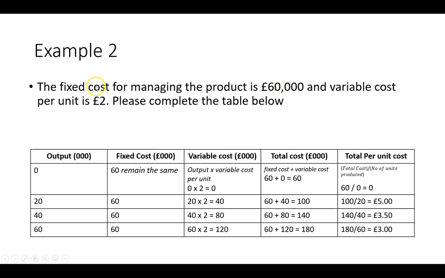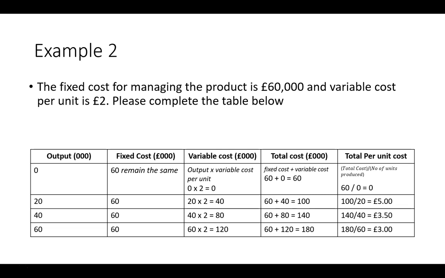Now, we know fixed cost always stays the same. So the fixed cost is 60,000. So as you can see, 60, 60, 60, 60. So it remains the same. Now, how do you work out variable cost? Variable cost we know is your variable cost per unit times the output. Because we know for each unit, it's going to cost us £2 in variable cost. So the more we produce, the higher our variable cost. The less we produce, the lower our variable cost.